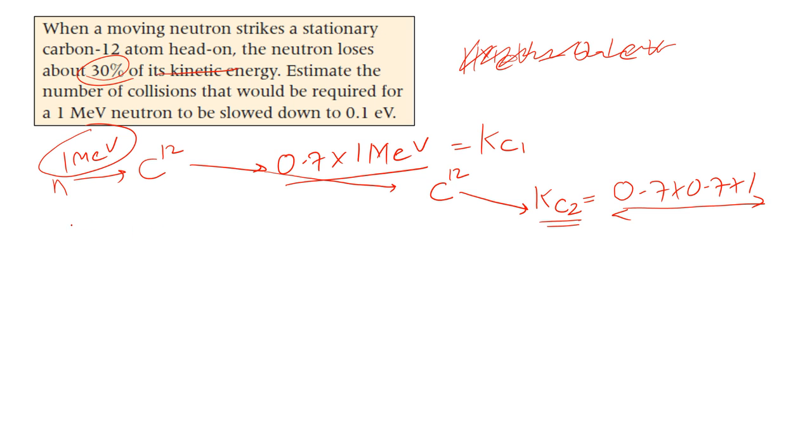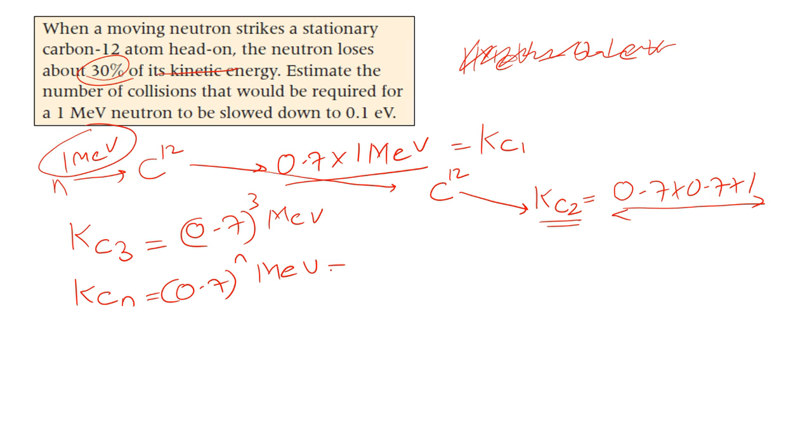Similarly, following the same pattern, the remaining kinetic energy after the third collision can be directly written like this: 0.7 to the power 3, in mega electron volts. So let's say I consider n as the number of collisions which you need to find. The kinetic energy of the neutron after n collisions will be 0.7 to the power of n mega electron volts, and this should be equal to the value given to you, which is 0.1 electron volts. Now solve this equation and tell me the value of n.